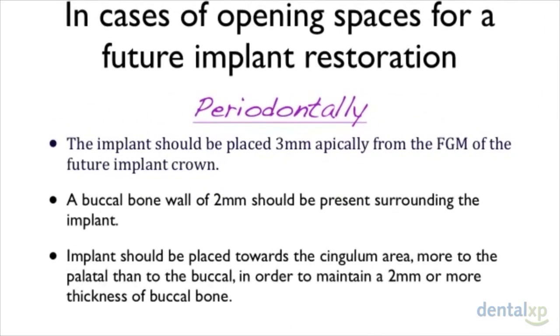Now, from a periodontal point of view, the final remarks, or the most important points within the limits of our experience, will be that the implant should be placed 3 millimeters apically from the free gingival margin of the future implant crown. A buccal bone wall of 2 millimeters should be present surrounding the implant. This is a very critical point, especially in the maintenance of the soft tissue in the long term. And the implant should be placed towards the cingulum area. In other words, more towards the palatal than to the buccal, in order to have the 2 millimeters of thickness of the buccal bone.